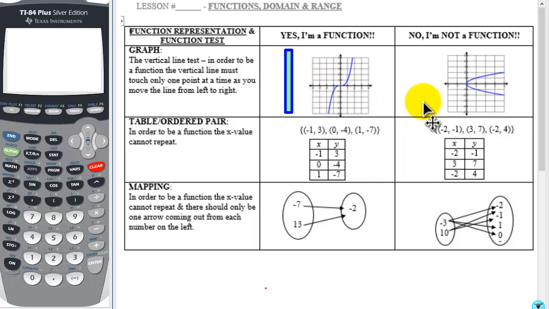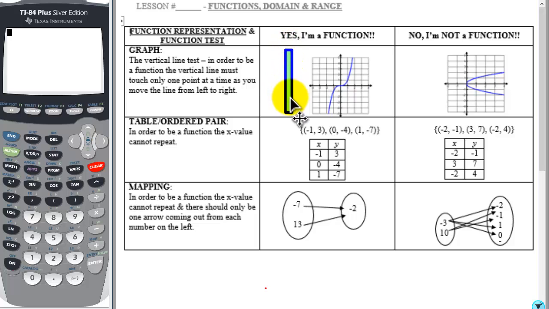If it's presented as a graph, you're going to use the vertical line test. Basically, you imagine a vertical line. You can use your pencil, for example, to do that test. Imagine that line moving from left to right, and the idea is that to be a function it can only be touching one point at a time. As you can see, this graph passed the test, so yes, it's a function.